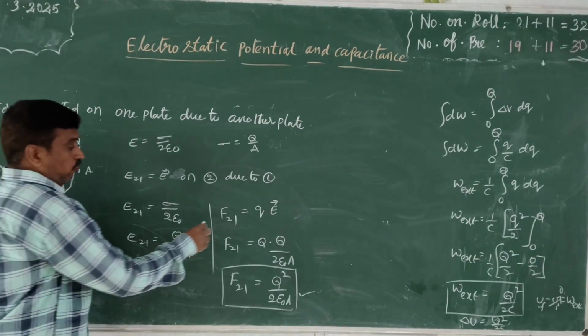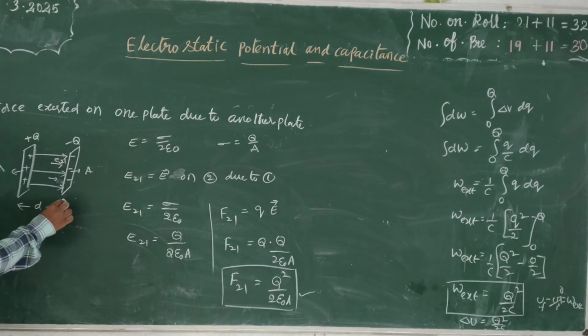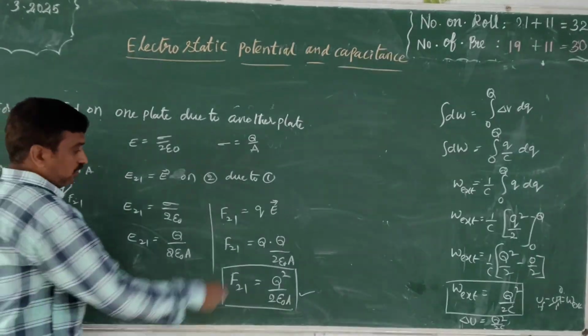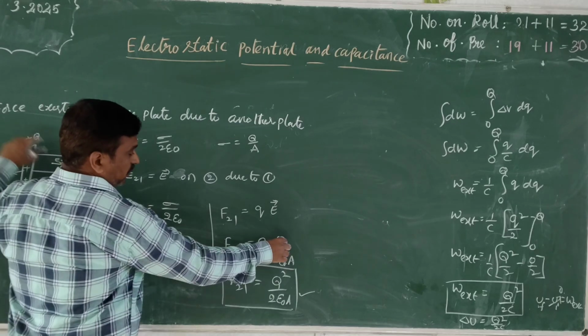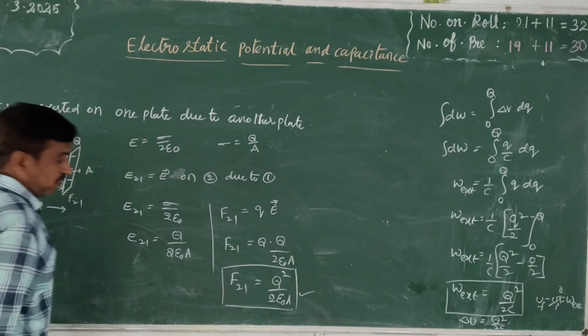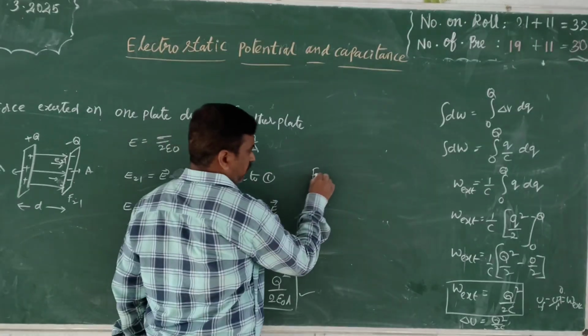We want to find the force on the second plate. What is the force acting on this one? So F21 is charge into electric field. The charge is Q and the electric field is Q by 2 epsilon naught A. So we can write Q square by 2 epsilon naught A, the force on the second plate due to the first one.